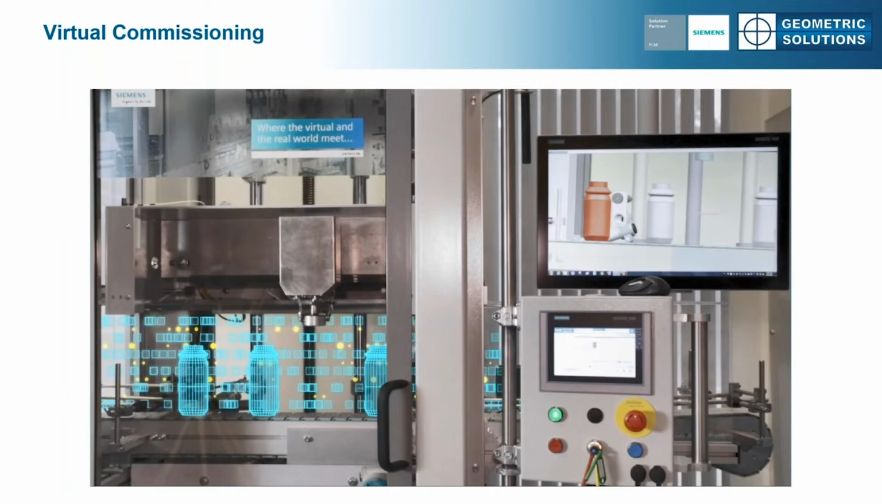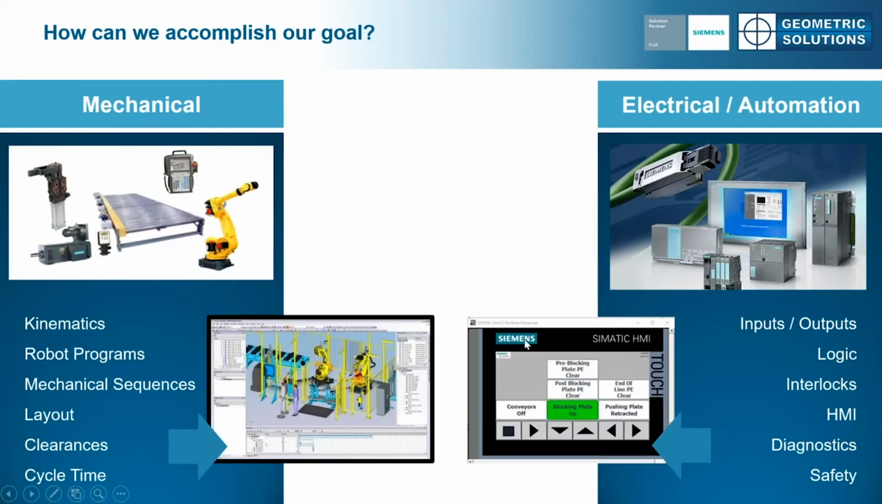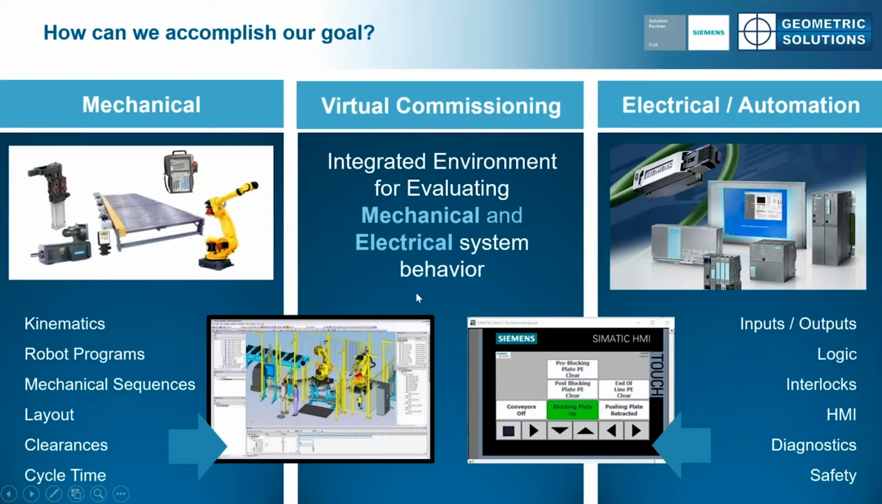So how can we take this real world and the digital world and bring them together? What we do with virtual commissioning using the digital twin is we take all of the mechanical bits, so that would be the kinematics, the robot programs, all those pieces. And then we take the electronic portion, so it's the PLC, all the IOs, the HMIs, and so on. And we marry those two together. And then what that gives us is virtual commissioning.